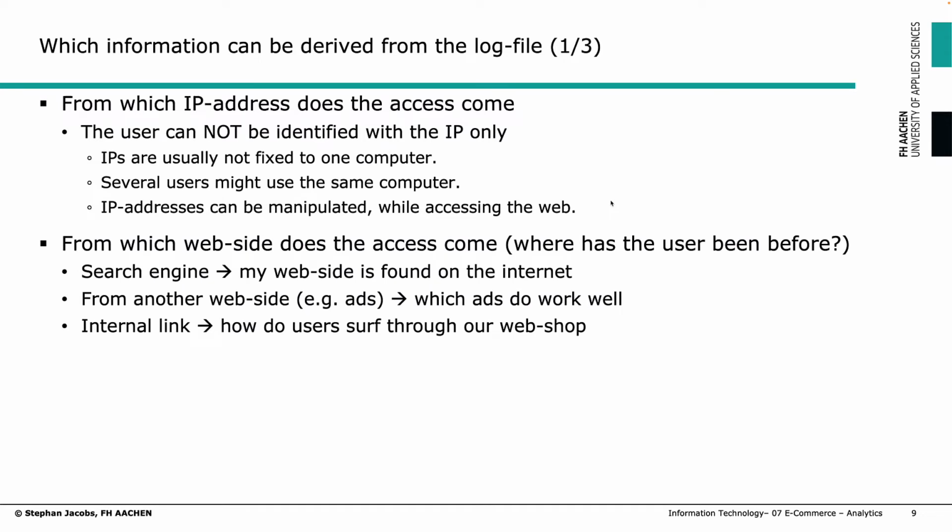You can see from which website the access, the request comes. Where has the user been before? If you come from Google, you can, for example, see for which terms users are looking and under which terms you are found on the internet. If the user comes from another website, it could be by ads, so you can see which of your ads are working well and which do not.